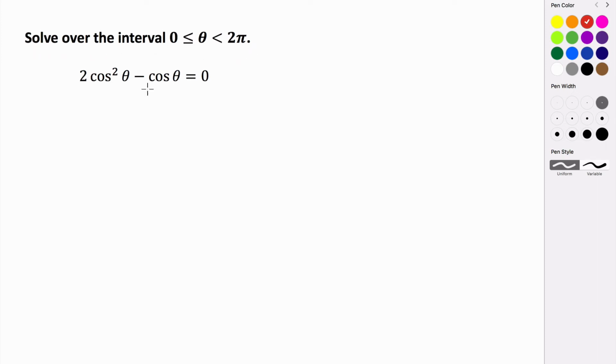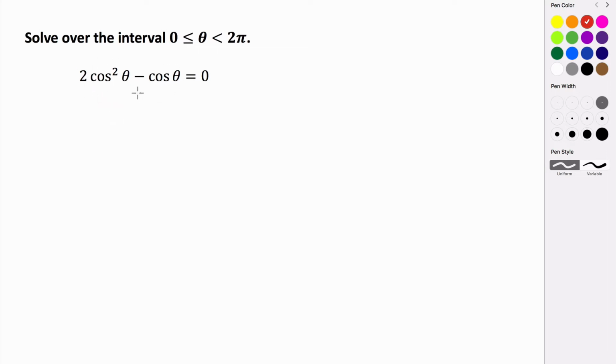So we want to solve this equation on the interval from 0 to 2 pi: 2 cosine squared theta minus cosine of theta equals 0. So we don't really know how to treat this cosine squared. We don't know values of cosine squared. We can't combine these because they're not like terms. So what are our options?